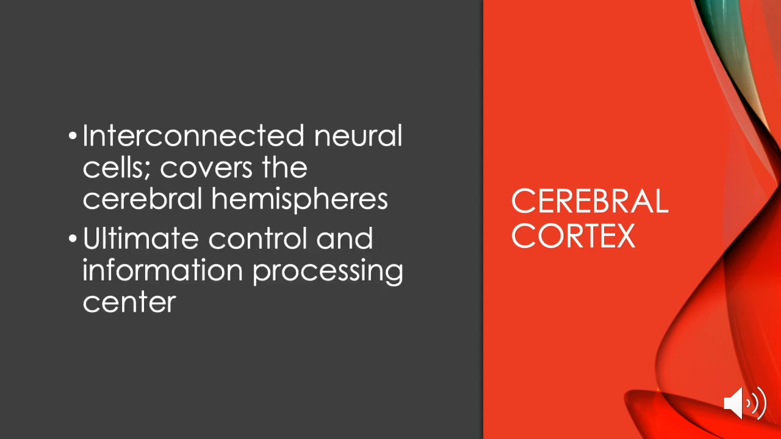And the cerebral cortex is our ultimate control and information processing center. It's kind of where the magic happens. It's where we think consciously about things. So this is what separates higher level animals from lower level animals.